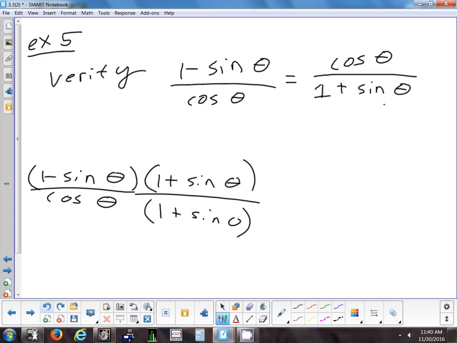And another hint that it might be a good idea to introduce the conjugate here: look at the final answer. It has 1 plus sine in it. So by multiplying by the conjugate, we're probably doing something right. Okay, because hopefully stuff cancels out.